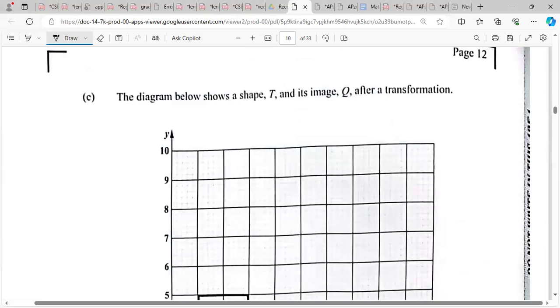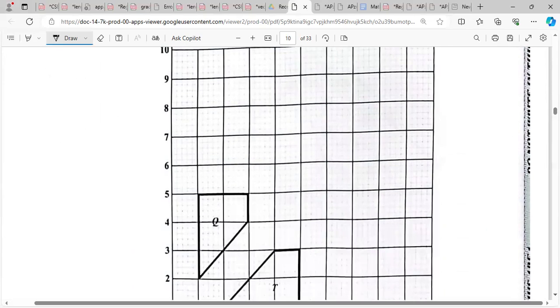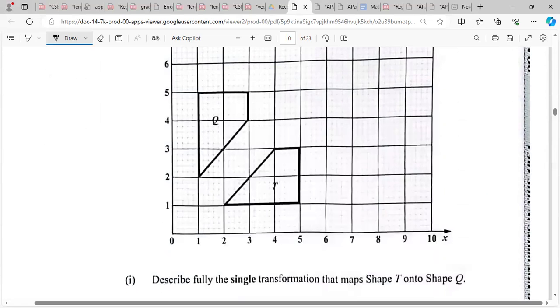It said the diagram shows a shape T and its image Q after a transformation. Describe fully a single transformation that maps shape T onto Q. It's not a rotation. Alright, watch out. What in the world is this? Hold on. Alright, so boom, this is it.